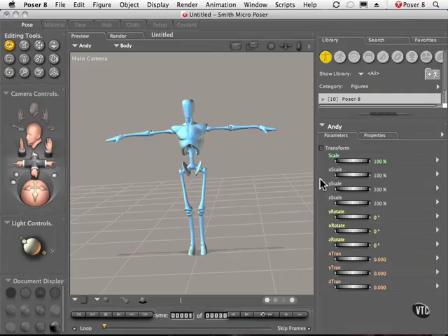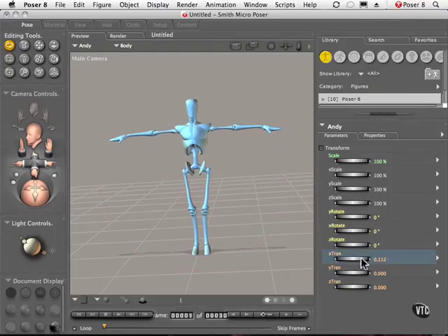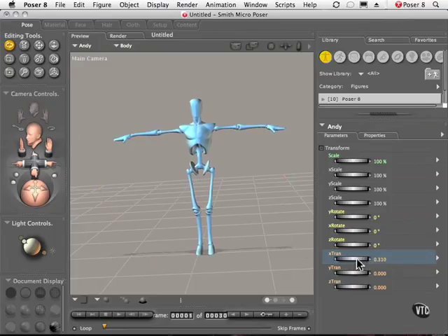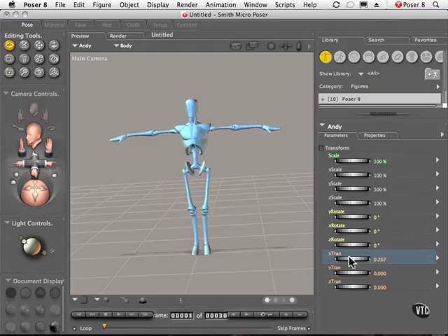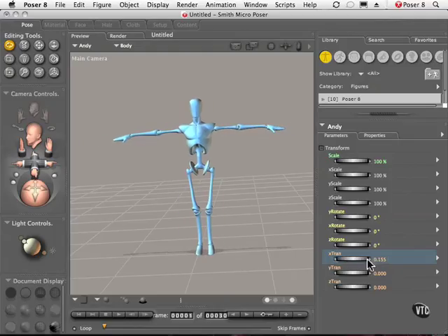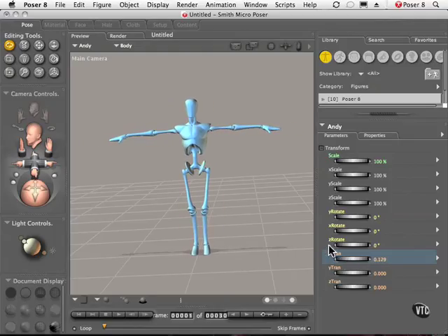Well, in 3D space, X is the floor. X is left and right. So if we were to translate this figure along the X-axis, we would be moving him left and right. Notice as I scrub this dial here, Andy moves on the X-axis. So think of X as the floor. Y is up and down.